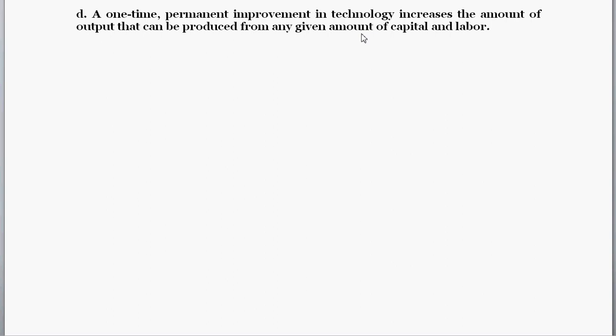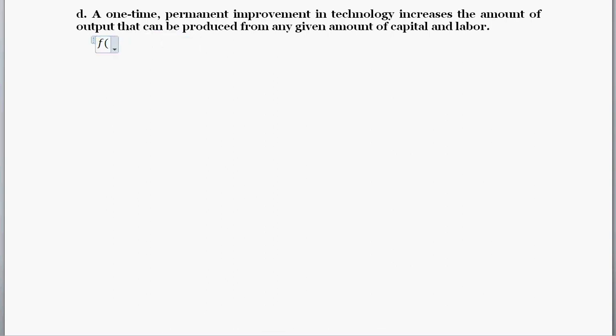So part D asks, a one-time permanent improvement in technology increases the amount of output that can be produced from any given amount of capital and labor. So what does that imply? They're basically saying you had that per worker production function, f of k. So now we're just saying that it's improved in some way.